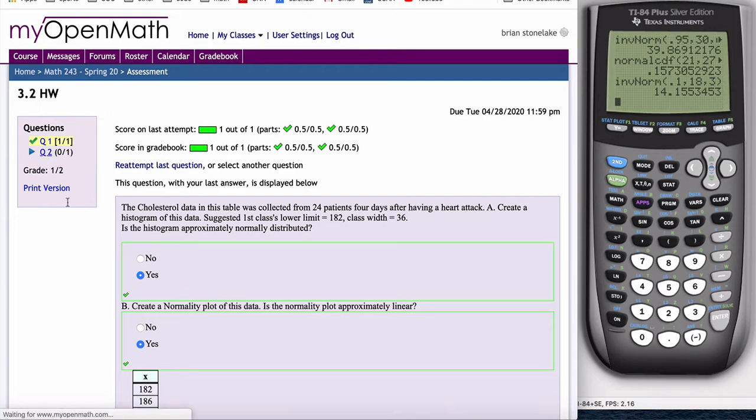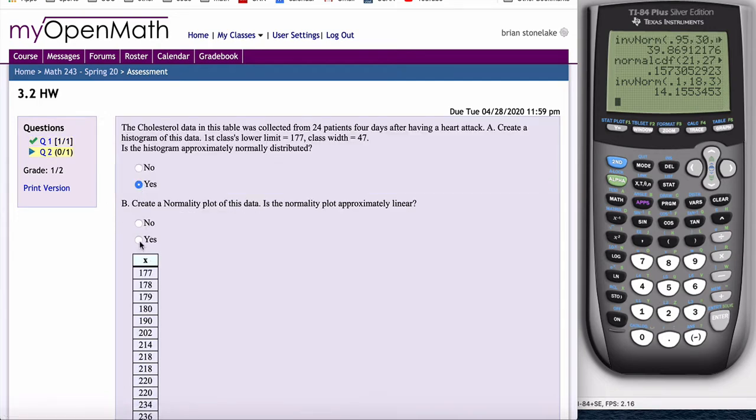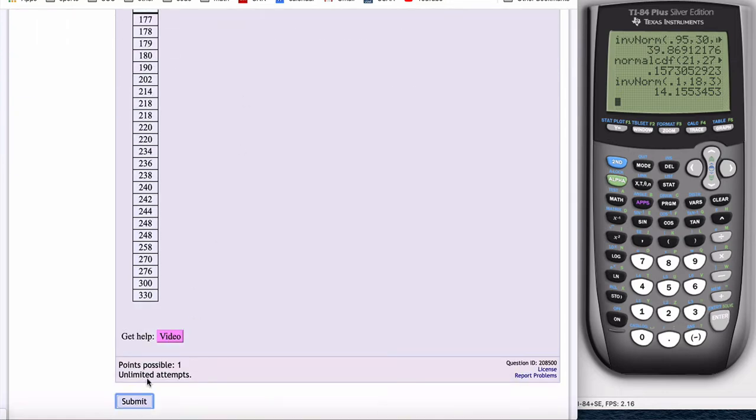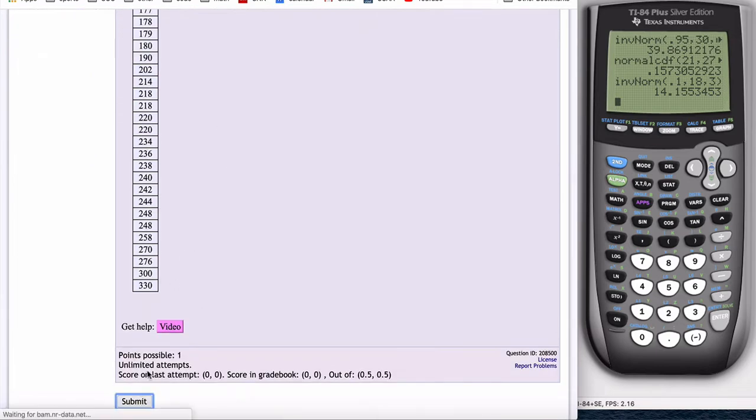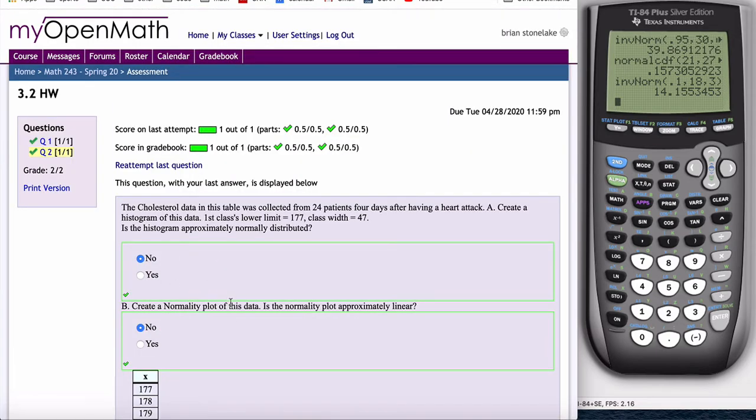And then I move to problem 2. And then try again. I'll try yeses. Why not? Let's see what happens. Submit. No, bummer. All right, let's reattempt it. Maybe no this time. See if that works. Submit. Hey, I just got 100% on my homework assignment. I'm done. What will that take, like 10 seconds?